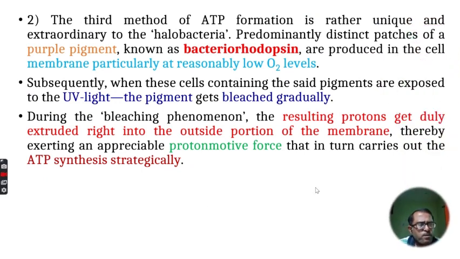The third source of ATP generation is that in this halophilic bacteria, there is a presence of a purple pigment. And that purple pigment is called bacteriorhodopsin. And this purple pigment is produced by this bacteria and is mainly present in the bacterial cell membrane when low oxygen level is there.